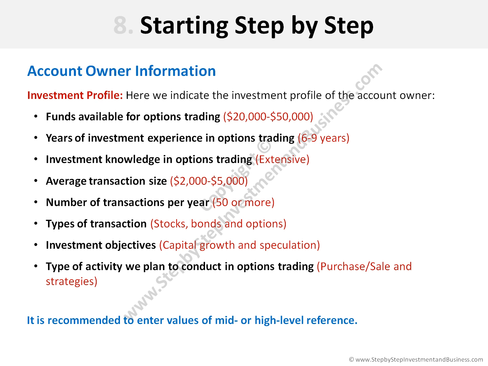The average transaction size in a range between $2,000 and $5,000. The number of transactions per year, 50 or more. The types of transactions, including stocks, bonds, and options. The investment objectives, capital growth and speculation. And regarding the type of activity we plan to conduct in options trading, indicate purchase, sale, and strategies.